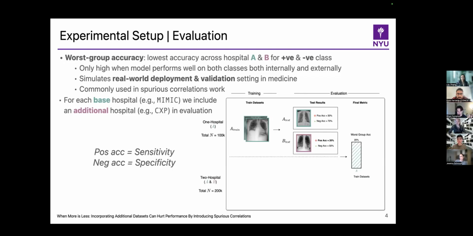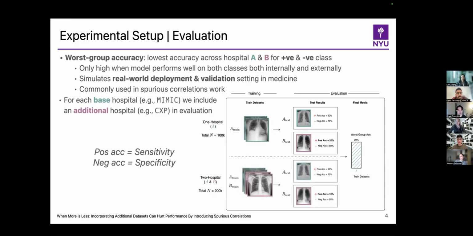After we've done this training on the base hospital, we include an additional hospital in training. So we're training on both the base and additional. We perform the same evaluation across both hospitals, and then again calculate positive and negative accuracy and take the worst. This allows us to encompass the effect of what happens overall to performance when you include this additional data set during training. And I want to emphasize the additional data set that we're using is also the one that we're including in evaluation. So it's kind of a best case scenario.